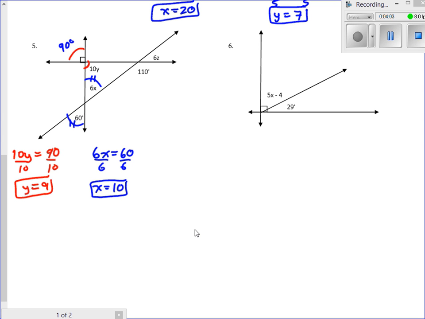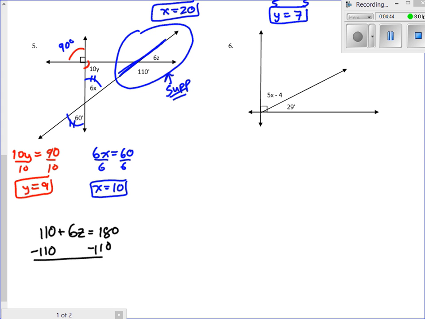And if we look up here at z, now what you might try to do, if you can, is literally block off the left part of this with your hand, where you're only looking at this section right here. Make it simpler. Block off the 10y and the 90 and the 6x and the 60. Put your hand over it so all you're looking at is this part in the circle. And what we see is the 110 and the 6z form a line. And that tells us that they're supplements. So that means that we take 110 plus 6z, and they're going to add up to be 180.